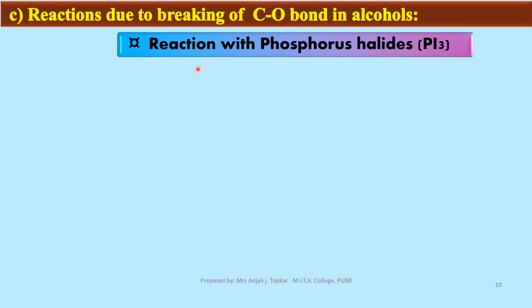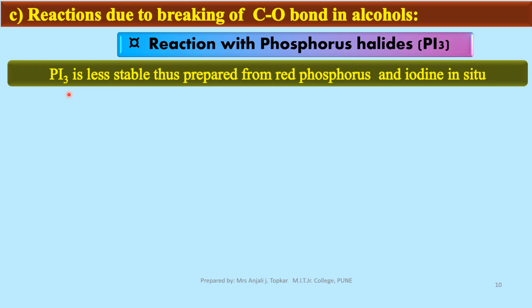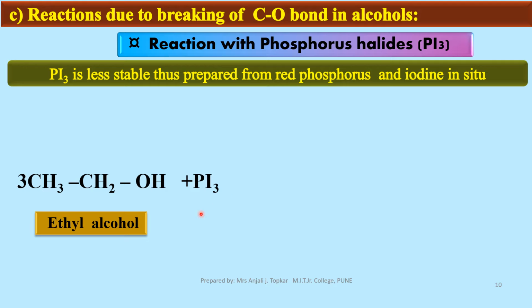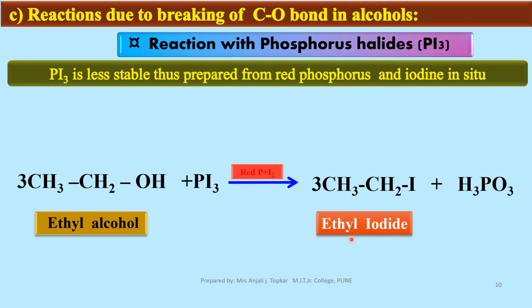Let's talk about the reaction with phosphorus halide, that is PI3 here, phosphorus triiodide. PI3, being less stable, is prepared from red phosphorus and iodine in situ. Ethyl alcohol, 3 molecules of ethyl alcohol, when treated with PI3, that is phosphorus triiodide, reacts to give ethyl iodide.